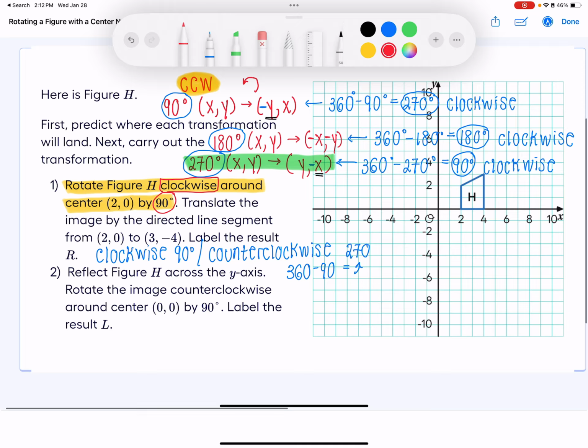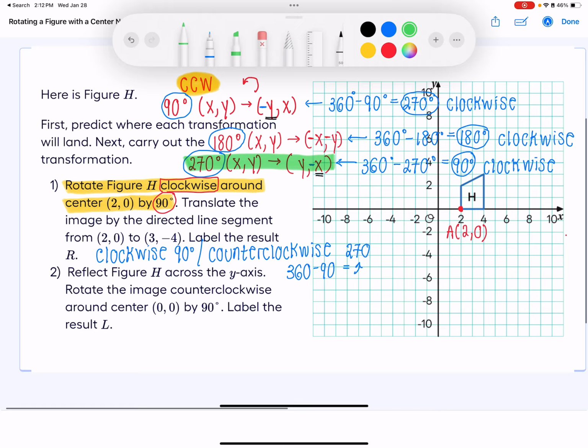Alrighty. So now that we got the rotation rules covered, we're first going to identify the points on figure H. And we're going to label them A, B, C, D, just to make it easier for ourselves. So I'm going to put a point here and label this A in red. And I'm going to label this with the coordinate point of 2, 0.